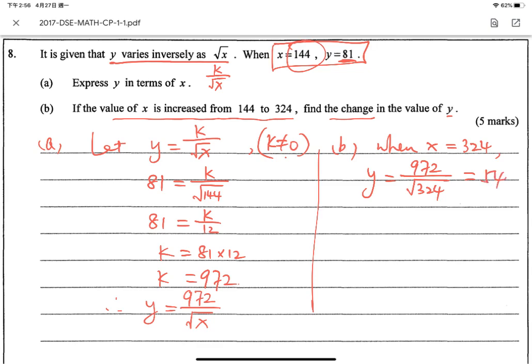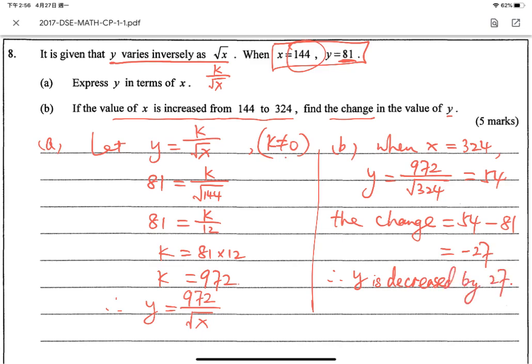So you see the change in the value of y equal to the new value minus the original value, which is 81. So 54 minus 81, we know that is negative 27. So it means y is decreased by 27. Okay, that's it.